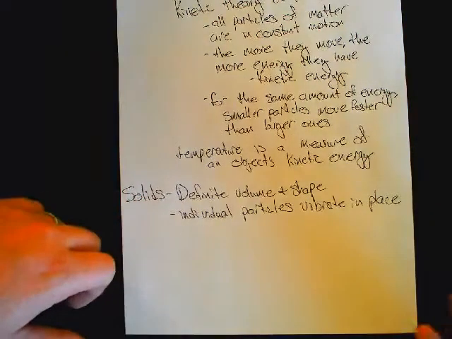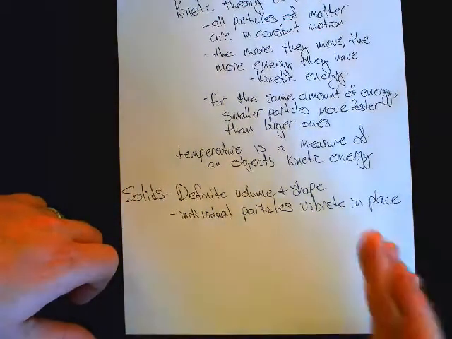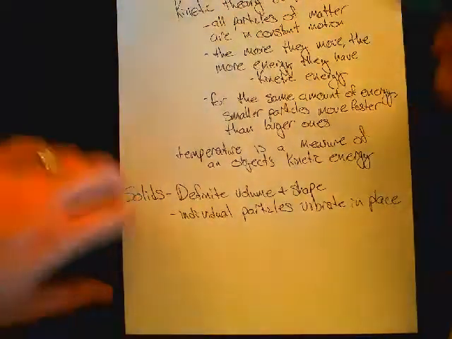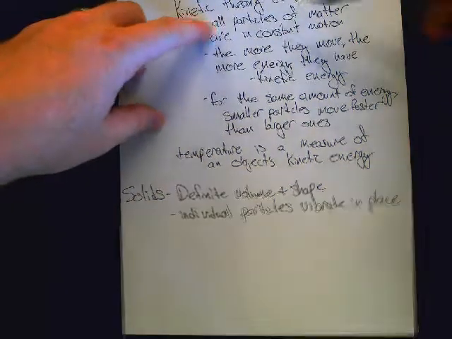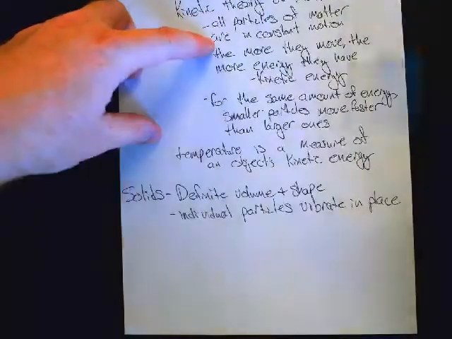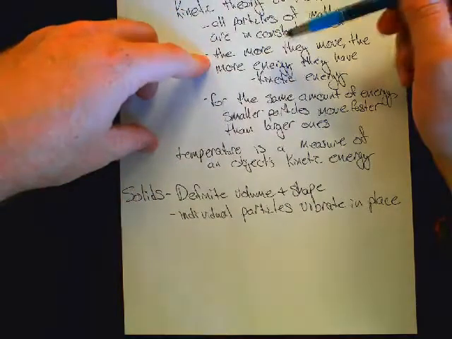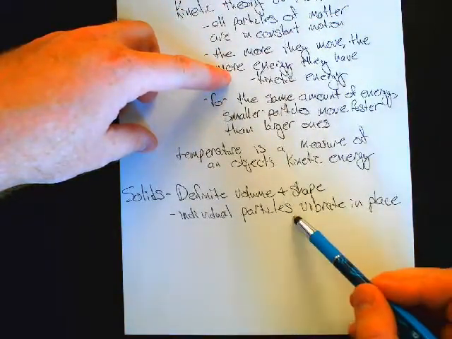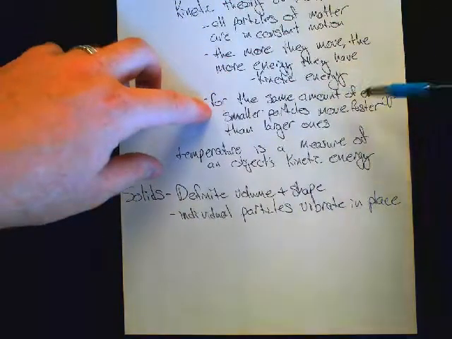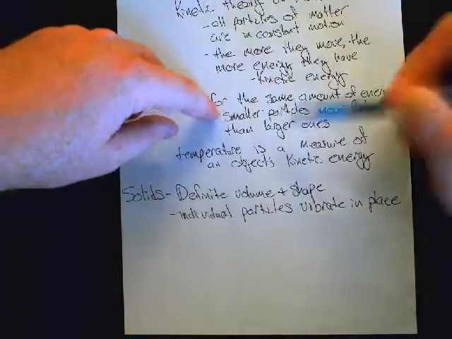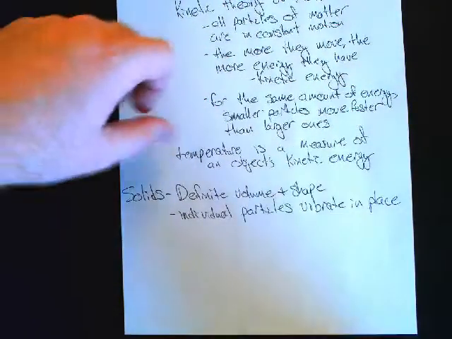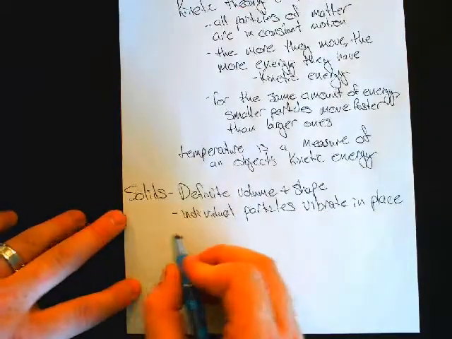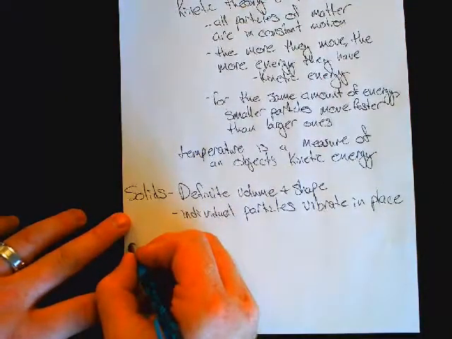The hotter they are, the more they vibrate. The colder they are, the less they vibrate. Okay, so all particles are in constant motion. How are they moving for a solid? They're vibrating. The more they move, the more energy they have. The hotter the object is, the more they vibrate. For the same amount of energy, smaller particles move faster, that was pretty self-explanatory, and we talked temperature. All right, moving down the list.